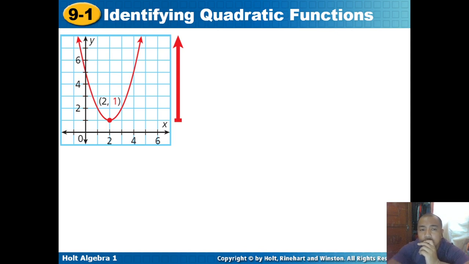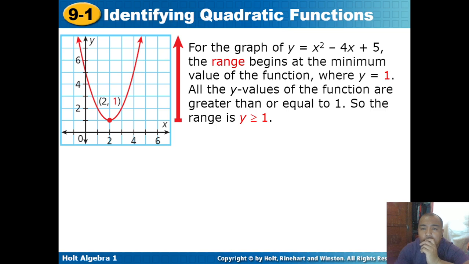Okay, what's this? Parabola opens upward. So for the graph of y equals x squared minus 4x plus 5, the range begins at the minimum value of the function where y equals 1. So all the y values of the function are greater than or equal to 1. So the range is y is greater than or equal to 1.